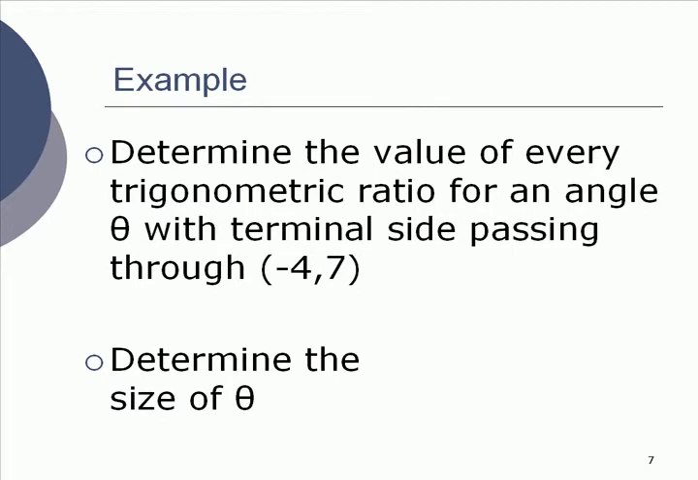We're going to look now at the trigonometric functions and how they apply to the Cartesian plane. Here's what we've got. We want to take some angle, theta. Its terminal side is going to pass through the point negative 4, 7. We want to figure out what the trig ratios are for that angle.